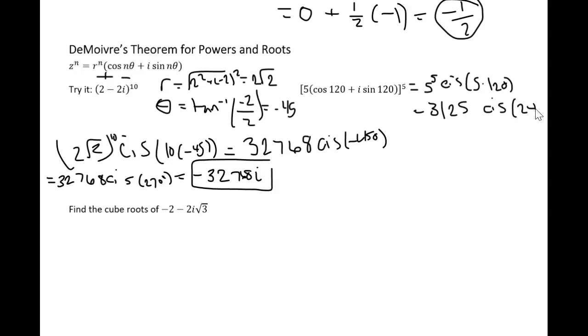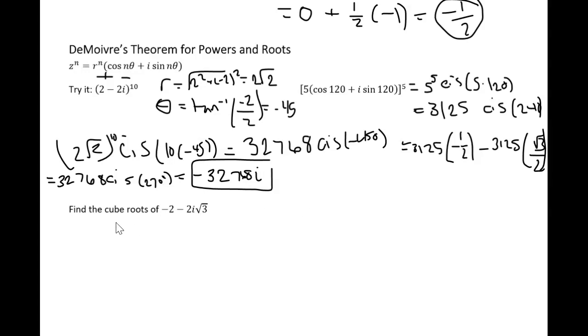240 degrees. So this answer is going to be a little uglier than the last answer. This is the answer in trig form. If we break it down to standard form, we've got positive 3,125 times the cosine of 240. Cosine of 240 is negative 1/2. And then we've got 3,125 times the sine of 240, which is negative rad 3/2. So that actually doesn't really simplify any nicer than that because it's not divisible by 2.